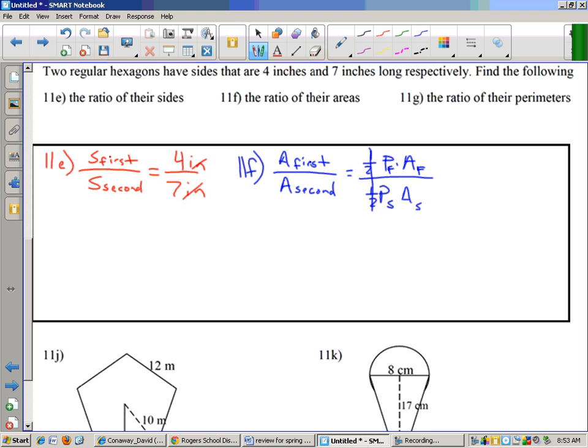So now we'd have to see that the perimeters are going to be different. The perimeter of the first one's going to have 4 inches on each side, and the second one's going to have 7 inches on each side. But how many sides do they have? Well, perimeter is equal to, let's see, 6 sides times 4 inches times the apothem of the first. And then the perimeter of this one's going to be 6 times 7 inches and the apothem of the second. Well, the 6's are going to go away. Now, the apothem of the first and the apothem of the second is going to be based off of how long the sides are, and we can find that using a 30, 60, 90 triangle.